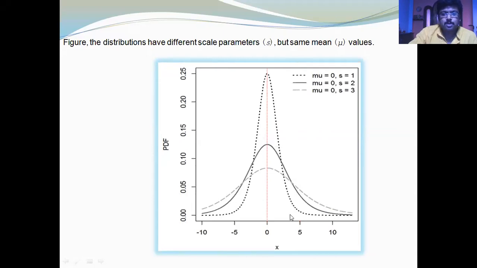When the location parameter is 0 and the scale parameter is 3, then the logistic distribution curve would follow this dashed line. It is much flatter. So there are three logistic probability distribution curves depending on the variation of the scale parameter.